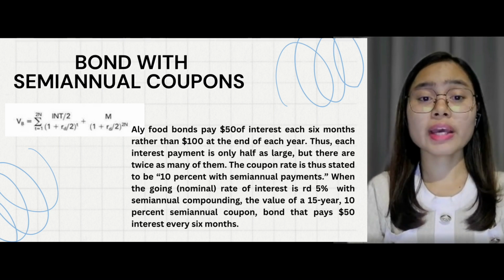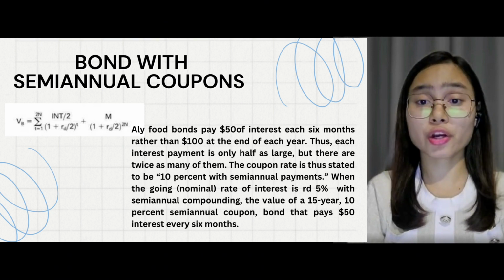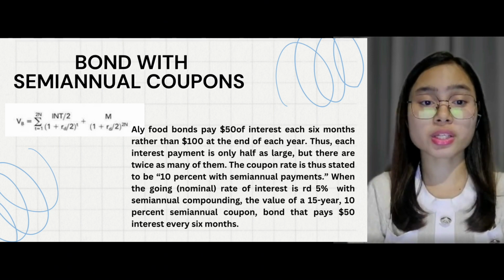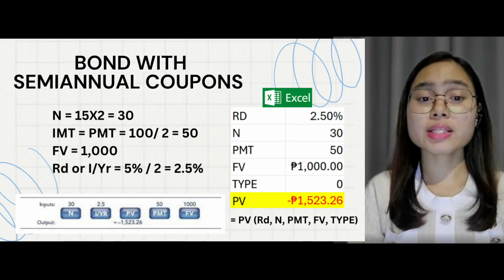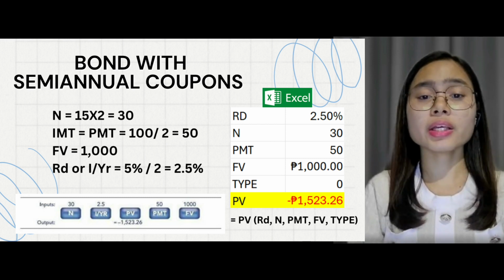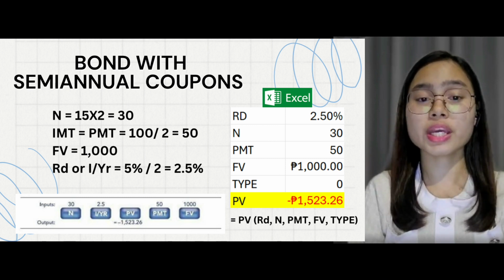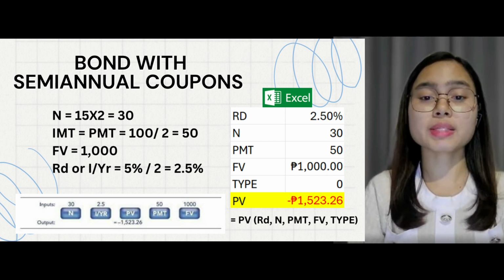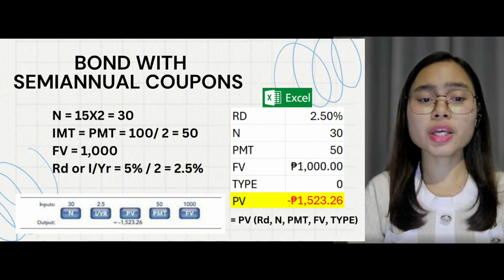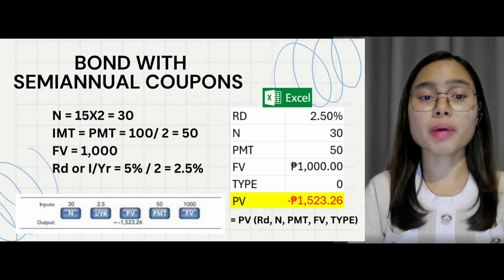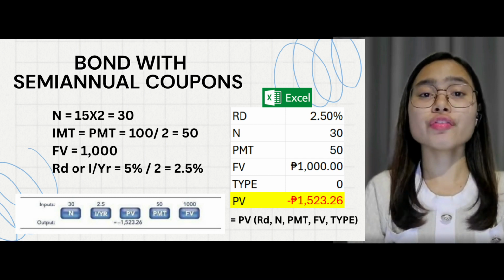However, finding the present value by trial and error would be a time-consuming process, so it is better to solve it using Excel. So our N equals 15, and it is our annual period, since we have twice as many semi-annual periods in a year. That's why we multiply this by 2, and we get 30. So for PMT, we have $100, and since this is annual, we need to divide it by 2. That's why we get the $50.